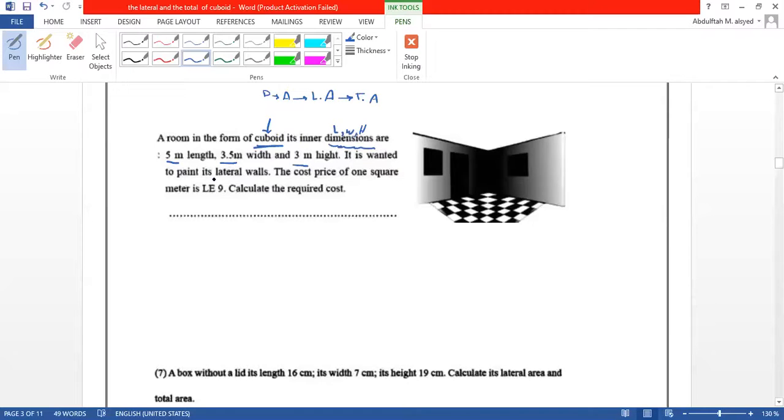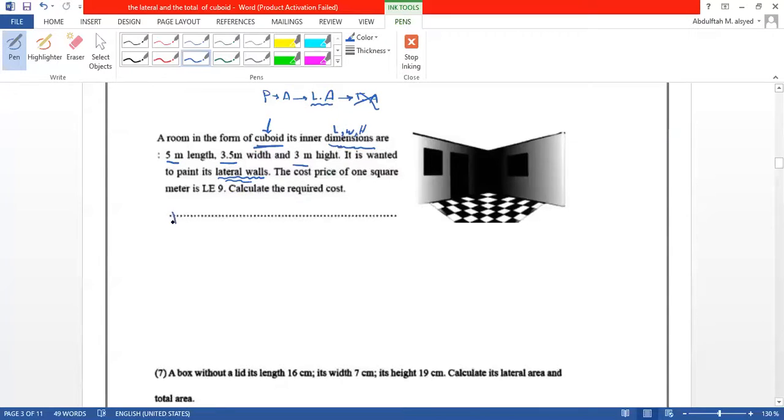It is wanted to paint the lateral walls. This word is very important. The cost of 1 square meter is 9 pounds. Calculate the required cost. So you have to find only the perimeter, area and lateral area. Here we don't need to find the total area, because we are talking about the 4 lateral sides, the walls only. So it's okay to find the lateral area.